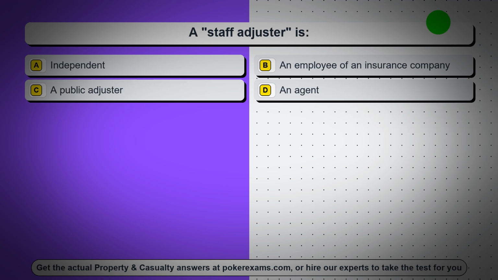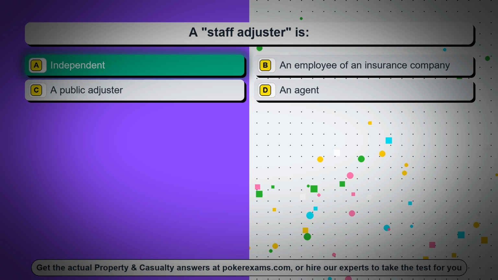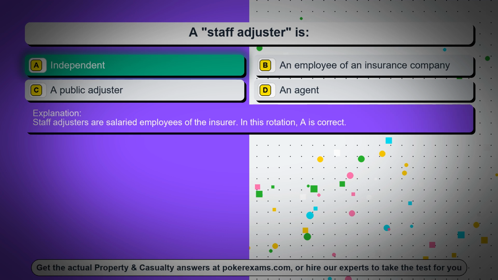Question 11. A staff adjuster is Option A, independent, Option B, an employee of an insurance company, Option C, a public adjuster, Option D, an agent. The correct answer is Option A, independent. Staff adjusters are salaried employees of the insurer. In this rotation, A is correct.